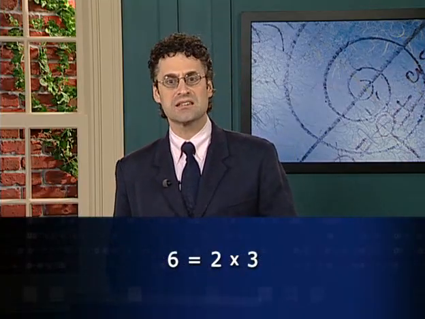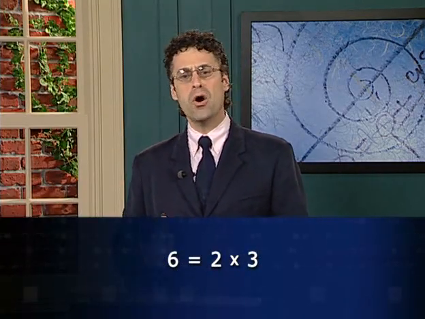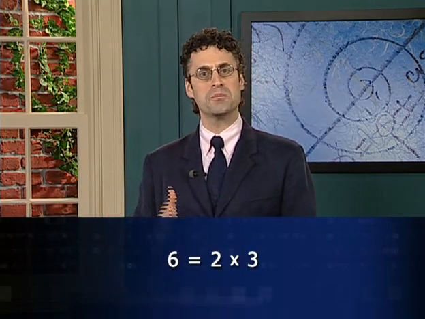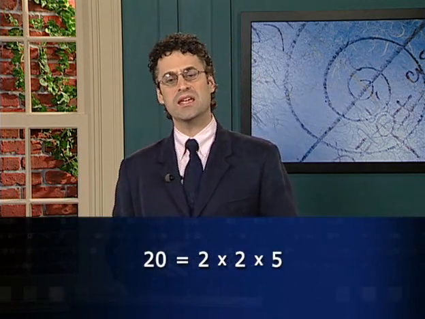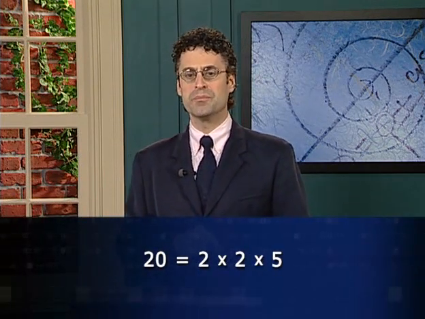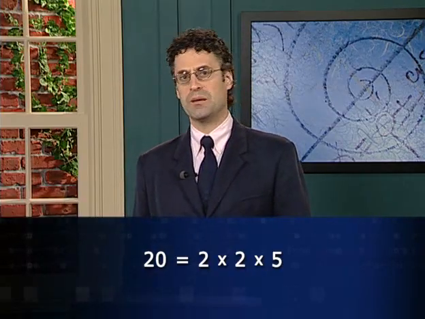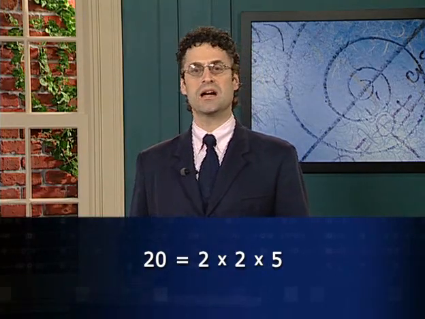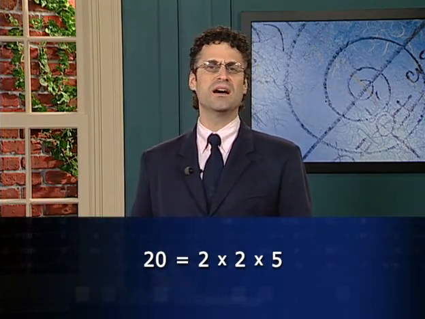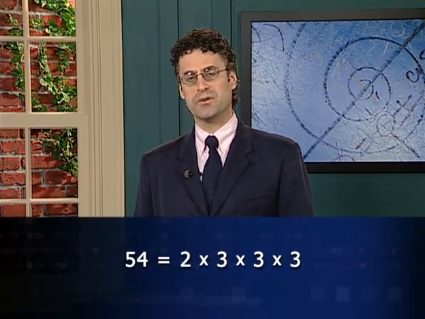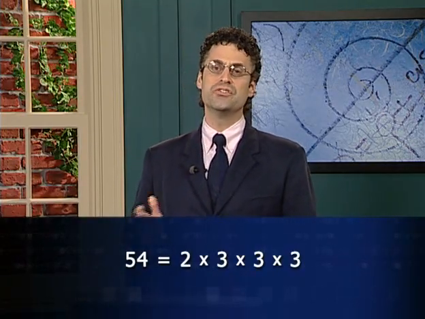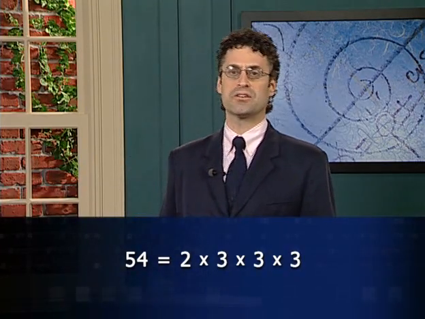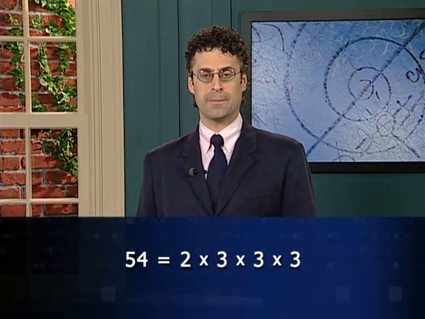For example, 6 is square-free because no repeated primes appear in its factorization. We just see 2 times 3, both primes appear once. However, 20 is not square-free because it does have a repeated factor in its prime factorization. Notice that 20 equals 2 times 2 times 5, and we see a repeated factor. Similarly, a number like 54 is not square-free because if we factor 54, we see 2 times 3 times 3 times 3. So we see the repeated factor of 3, and therefore it's not square-free.